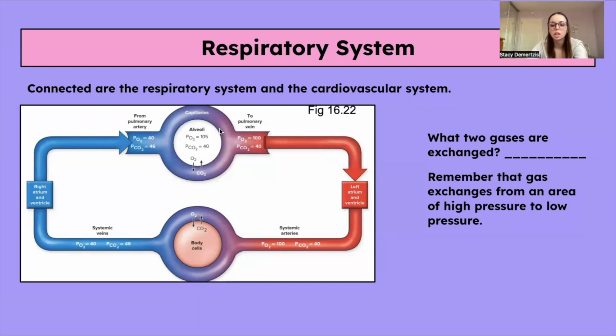I want you guys to tell me, whenever we mention the term gas exchange, when we talk about blood and the respiratory system, which two specific gases are we talking about? Which two gases are being exchanged? Yeah, we have oxygen and carbon dioxide. Perfect. Good work on that.